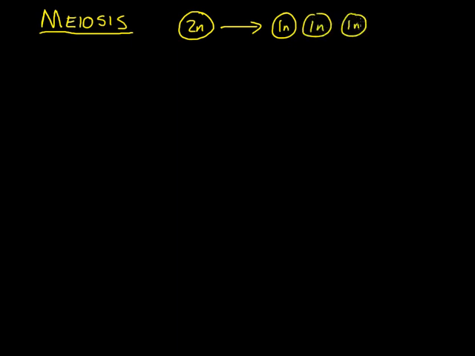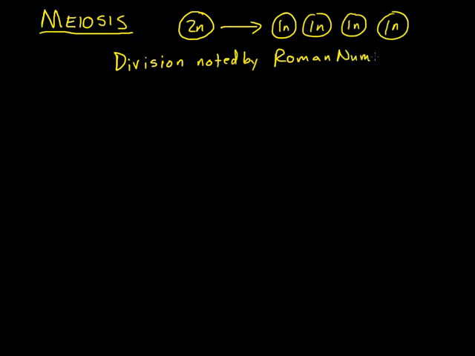Now this happens through 2 separate divisions. Each division has 4 phases in each. Phase names are the same in both divisions, but which division we're talking about is noted by Roman numerals. And so with 2 divisions, you could guess probably we have division 1, or I, and division 2, II.